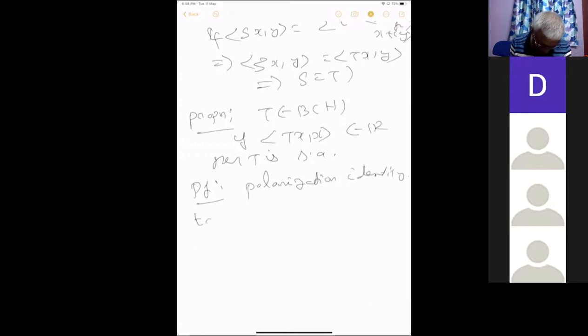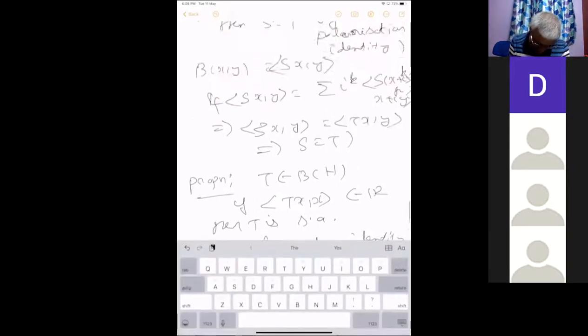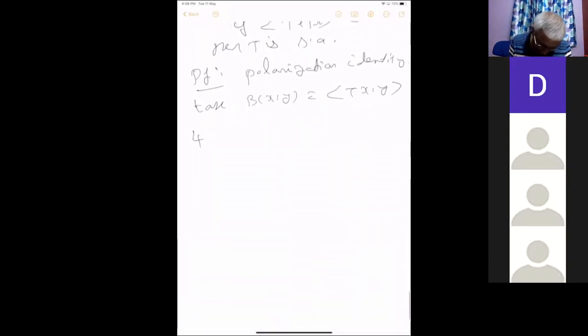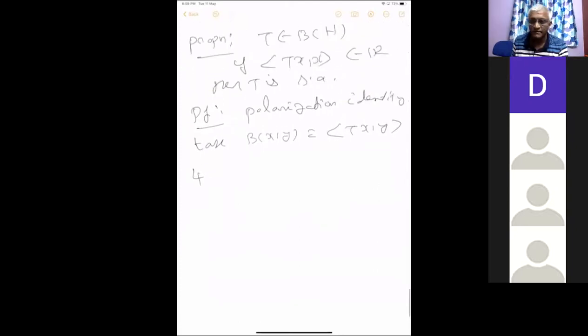So take B(x, y) equal to the inner product <Tx, y>. You have done it in the assignment, so I believe that, and I use the polarization identity. Then it depends on what sesquilinear form you are taking. The polarization identity is true for any sesquilinear form, and you can take the sesquilinear form as the inner product, but I am taking the sesquilinear form with <Tx, y>. That's also a sesquilinear form, so I am taking that.